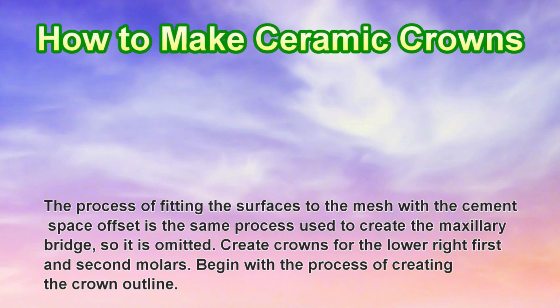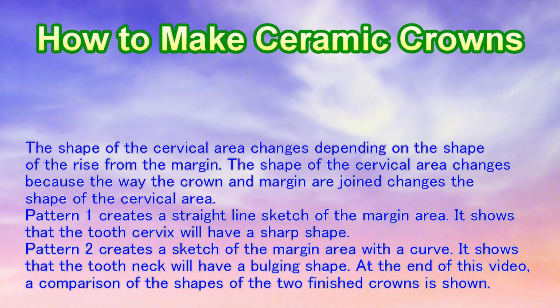Create crowns for the lower right first and second molars. Begin with the process of creating the crown outline. The shape of the cervical area changes depending on the shape of the rise from the margin. The shape of the cervical area changes because the way the crown and margin are joined changes the shape of the cervical area. Pattern 1 creates a straight line sketch of the margin area.